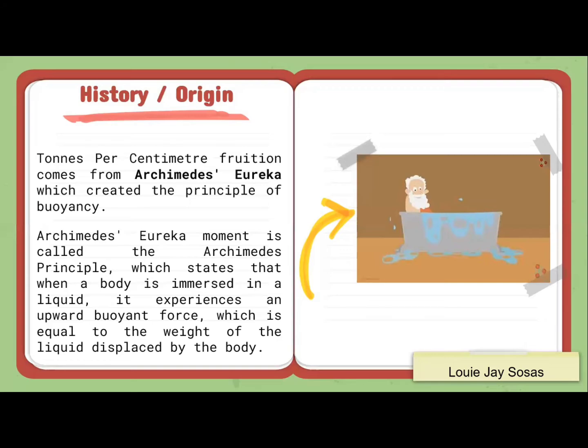The ancient Greek mathematician Archimedes, as you can see in the illustration, discovered this when he got into a bathtub. When he got in the bathtub, he realized that the level of water went up. This principle, or the Archimedes Eureka moment, is called the Archimedes Principle. It states that when a body is immersed in a fluid, either partially or fully, it experiences an upward buoyant force equal to the weight of the liquid displaced by the body. Next slide, please.